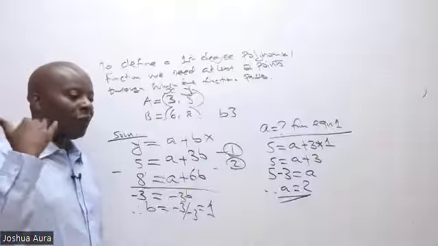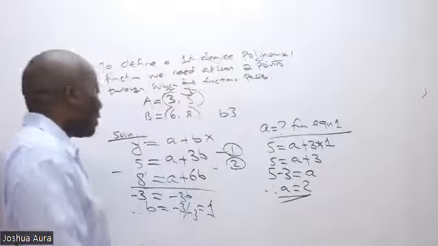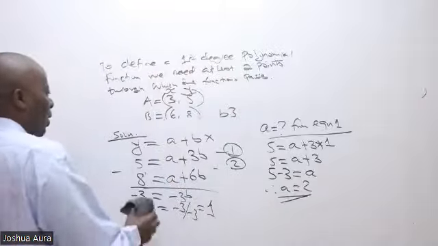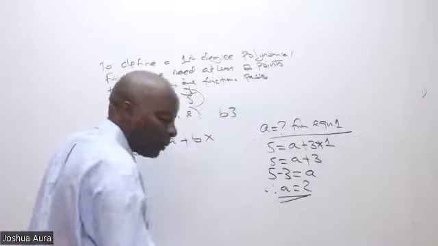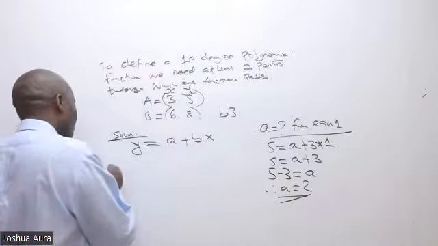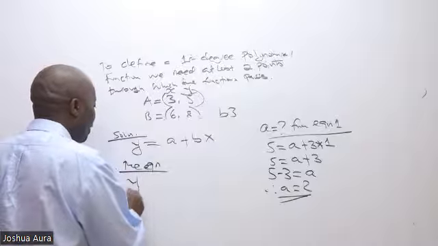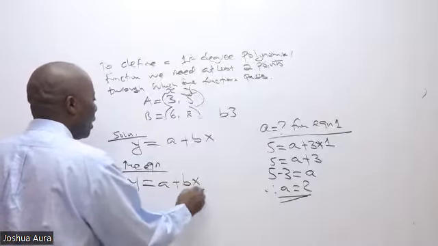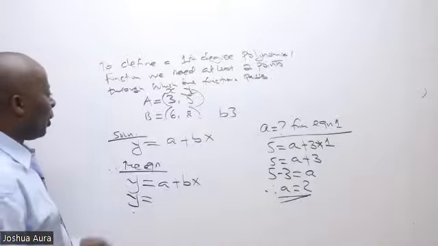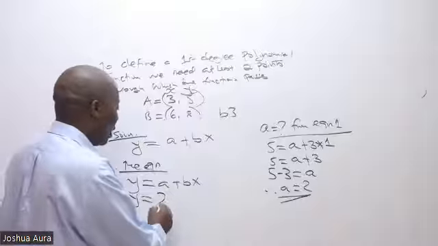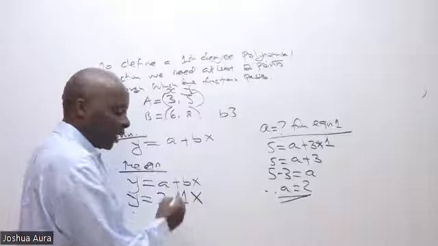And then now once I have the value of a and b, I can go ahead and write the first polynomial equation. Therefore the equation here is y equals a plus bx. And therefore my y will be equal to a that I happen to be knowing, which is 2 plus b. You see, b is 1, x like that, 1x.